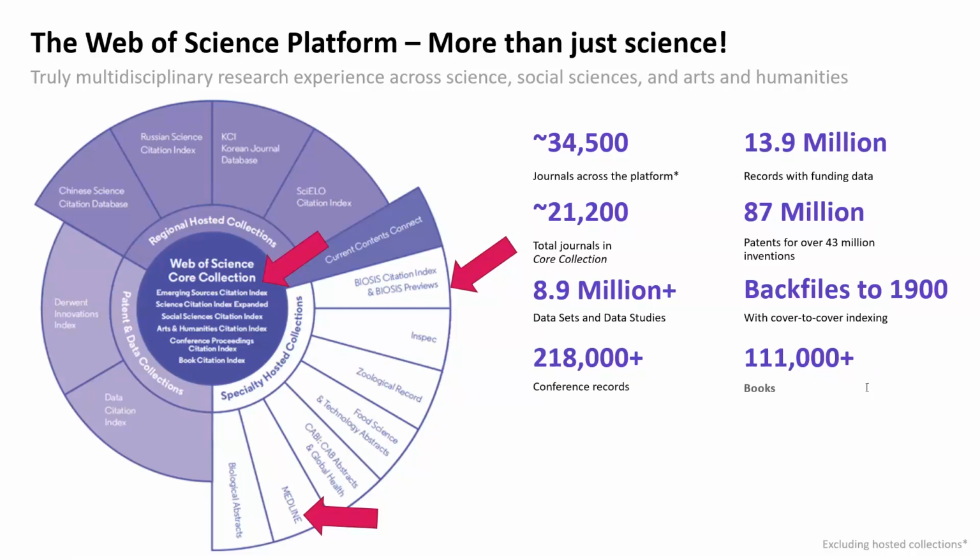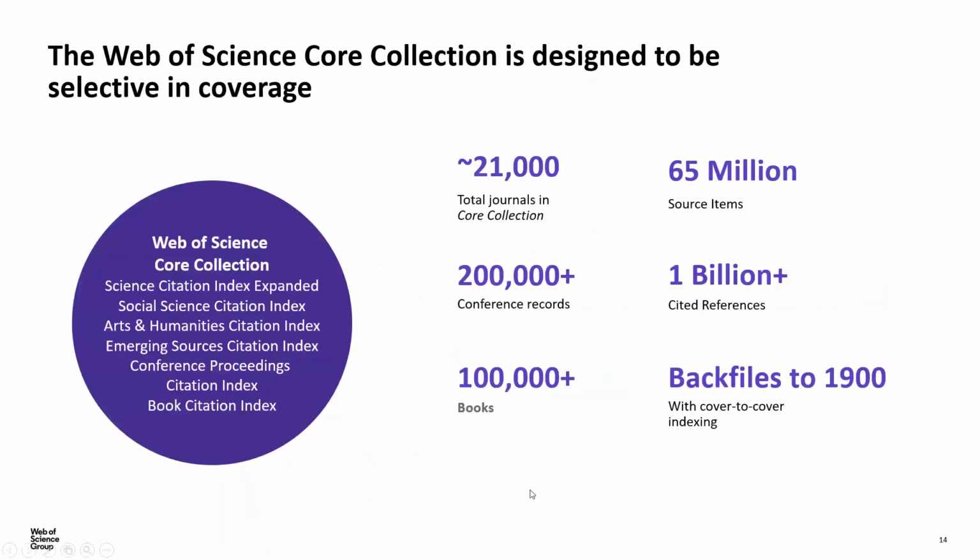Okay. So I'll explain a little bit more about what the different citation indexes are in my next few slides. I'll zoom into the Web of Science core collection for now, because I think there are some questions around what each of these indexes represent.